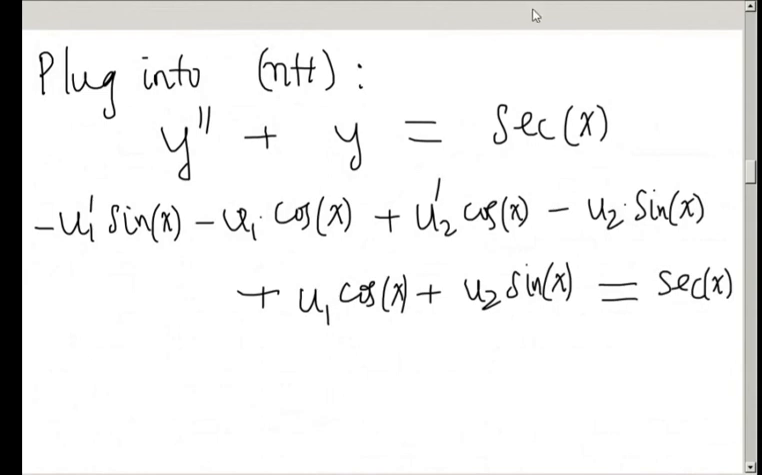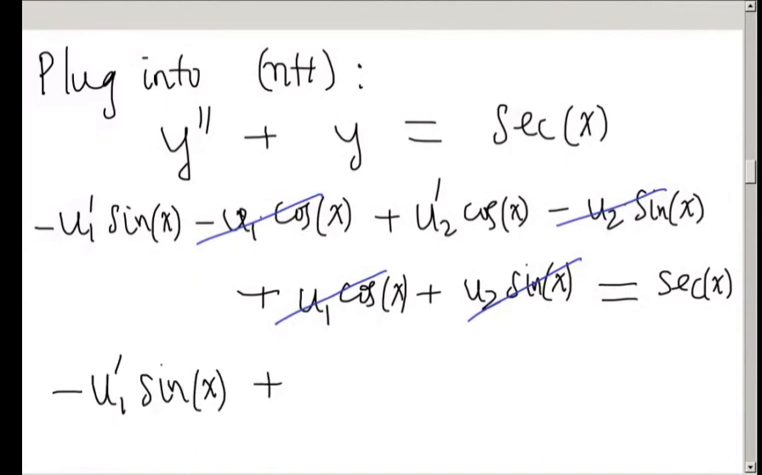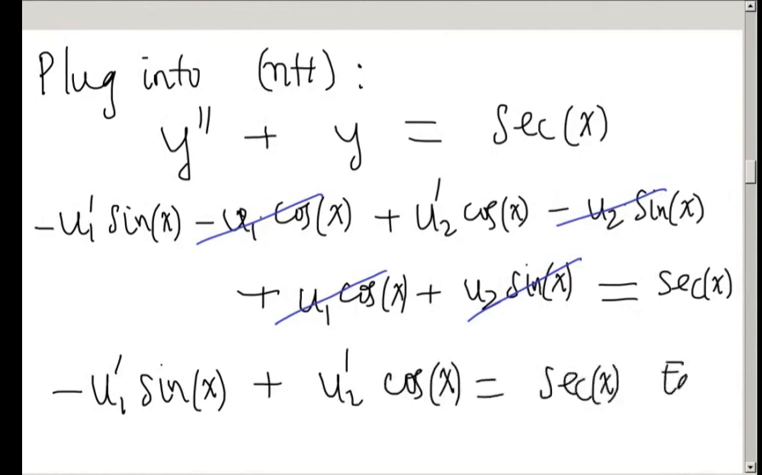Now simplify things. We will collect like terms and cancel things. Here we have minus u1 cosine x, and this is plus, so they cancel. Minus u2 sine x plus u2 sine x, cancel. So it turns out that the terms without the derivative cancel out. And what we have left is just the terms with derivatives: minus u1 prime sine of x plus u2 prime cosine of x equals secant x. This is our equation 2.